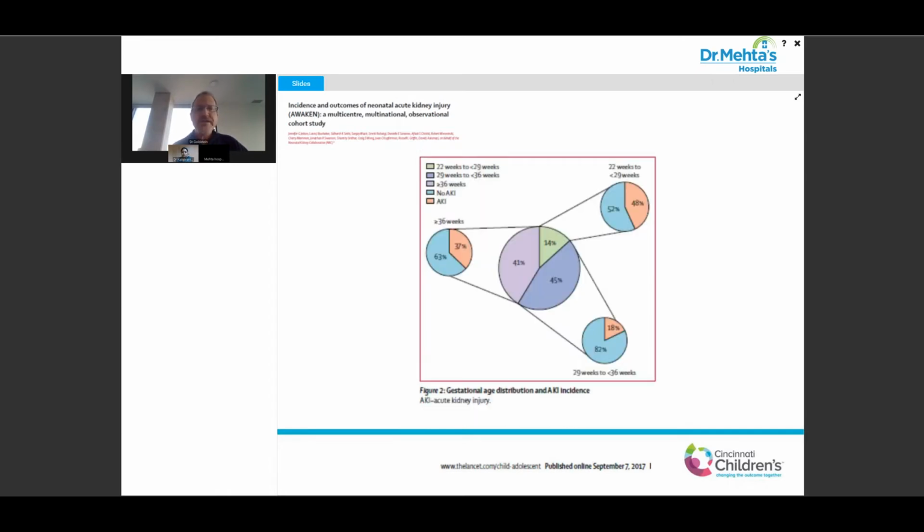What they found were different acute kidney injury rates based on gestational age, which is very important and needs to be validated as we start to design studies to look at outcomes of acute kidney injury, and also interventional studies to prevent acute kidney injury based on gestational age.